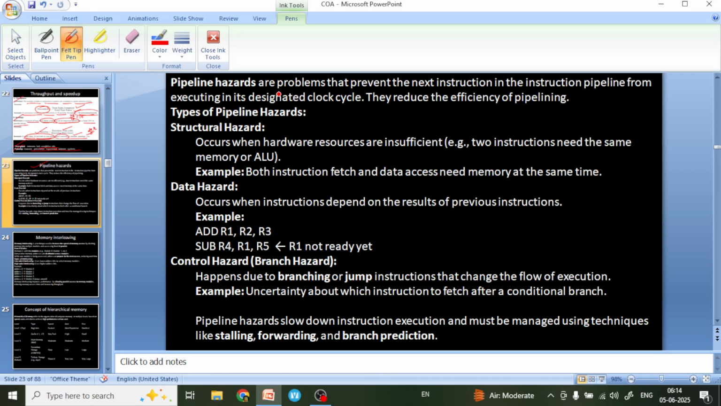Pipeline hazards are problems that prevent the next instruction in the instruction pipeline from executing in its designated clock cycle. They reduce the efficiency of pipelining.